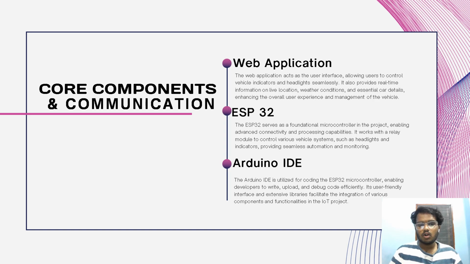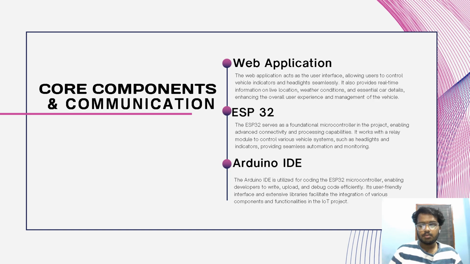So coming to the core components of our project, there are three main core components. They are web application, ESP32 and Arduino IDE. The web application is built using MERN Stack, which allows the user to interact with the app seamlessly. It also provides real-time information about location, weather and other details. It allows the user to control indicators, headlights and also see the car details of his car.